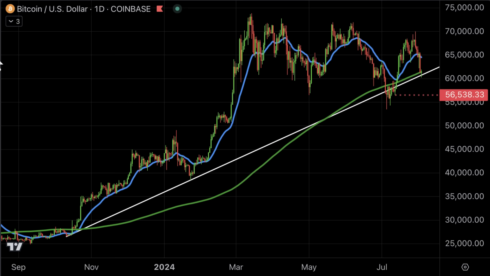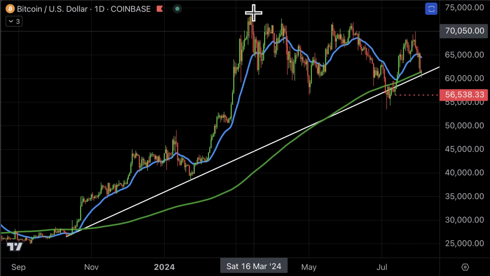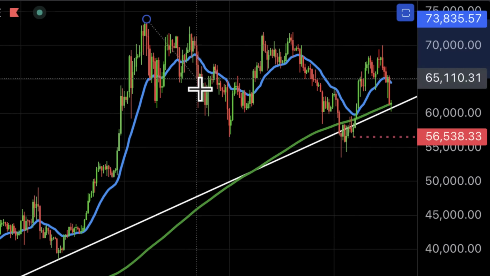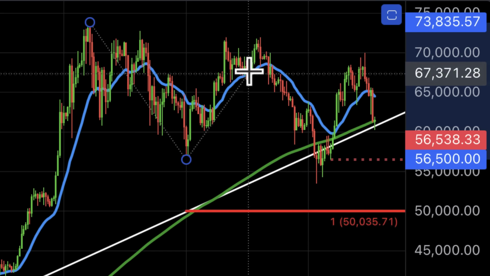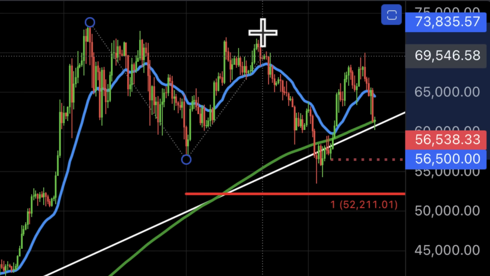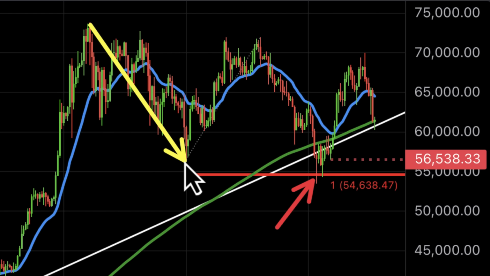If you go ahead and grab the trend-based extension and then just drag it from the top, from the beginning of March down to the lows we had here, and then place that at the top of the B wave, that gives you, as you can see there, the 100% projection of the A wave. In other words, measuring that drop here, that gives you the 100% projection right about there.